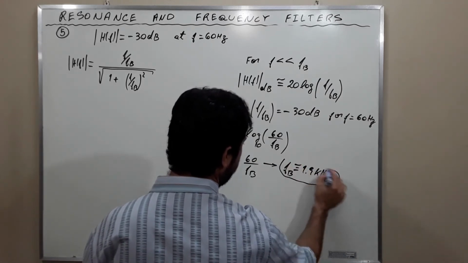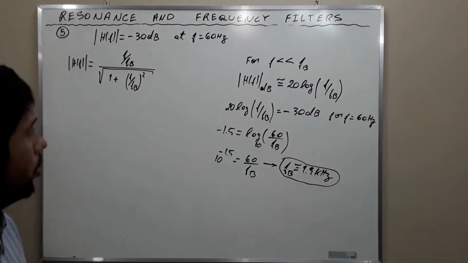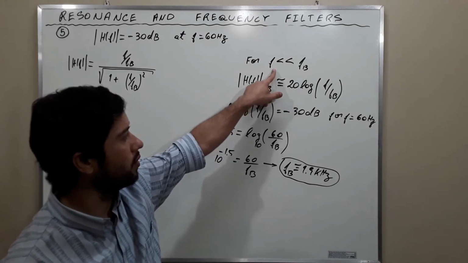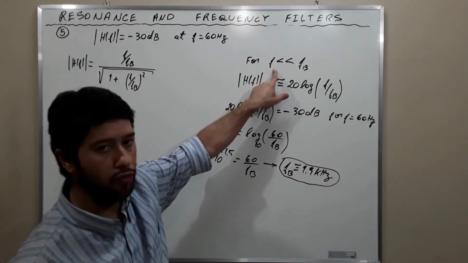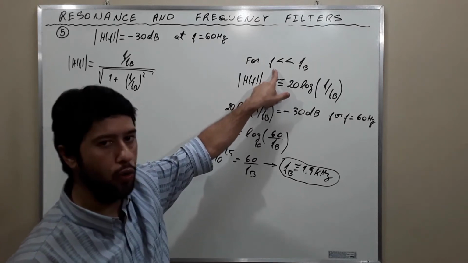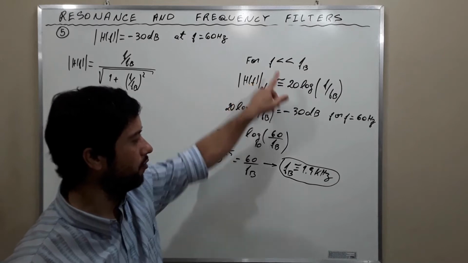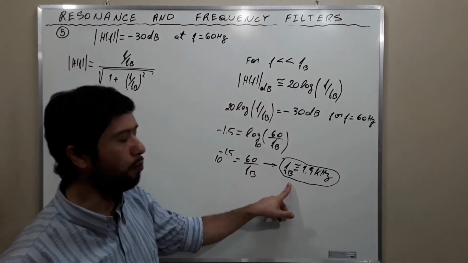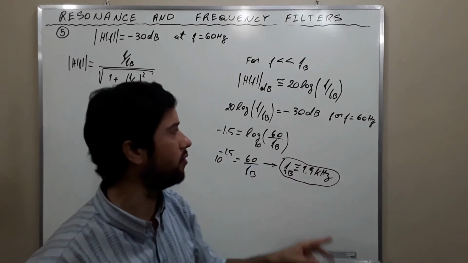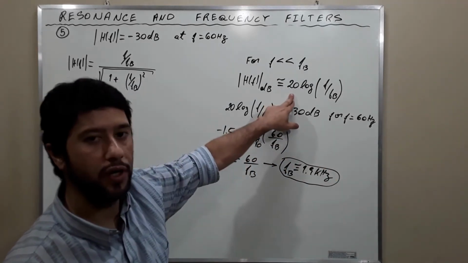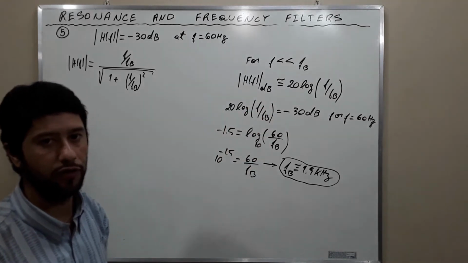kilohertz. Okay? Observe that in this case it holds true because we are assuming that the frequency given is much lower than the knee frequency or the corner frequency. See that 1.9 kilohertz is much greater than 60 hertz. Then this approximation here holds true. Okay, you can check this in a reference textbook.